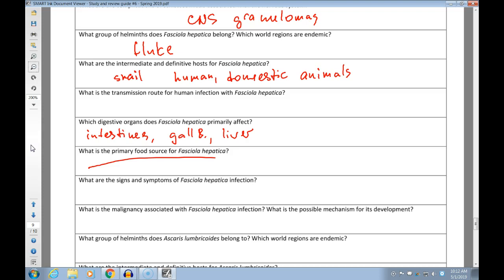Malignancy. Mechanism, remember: Fasciola hepatica stimulates the growth of epithelial cells in the bile ducts and gallbladder. Does that make sense? Since it constantly stimulates their replication and division, they accumulate mutations that may lead to gallbladder cancer.